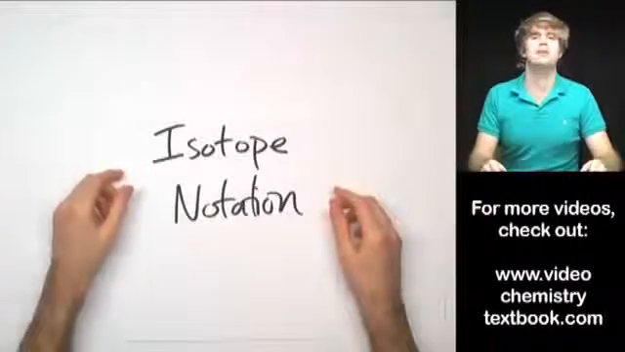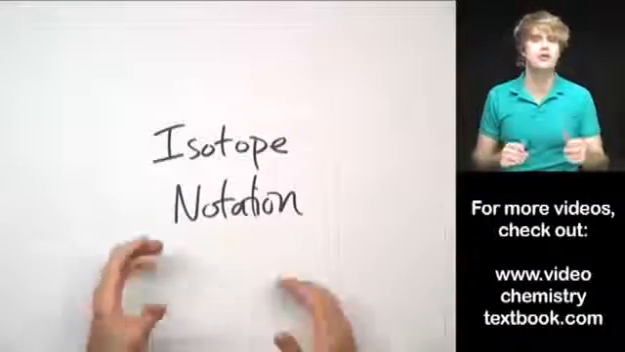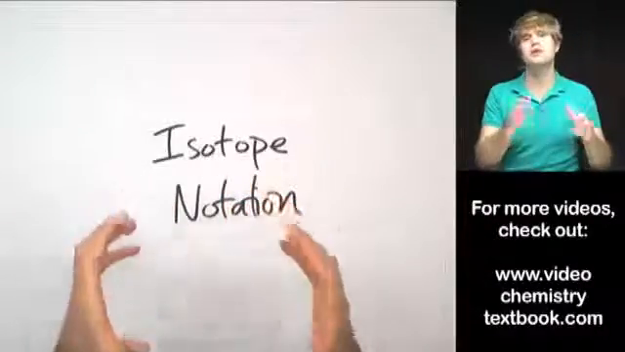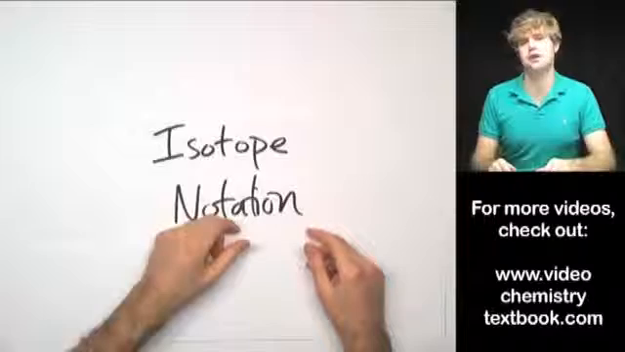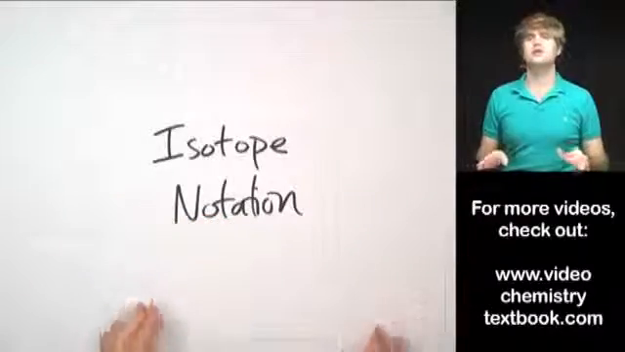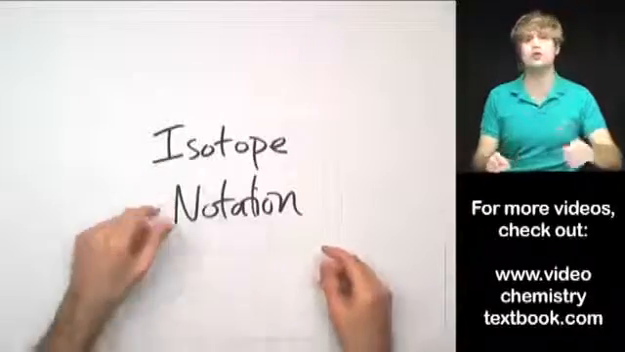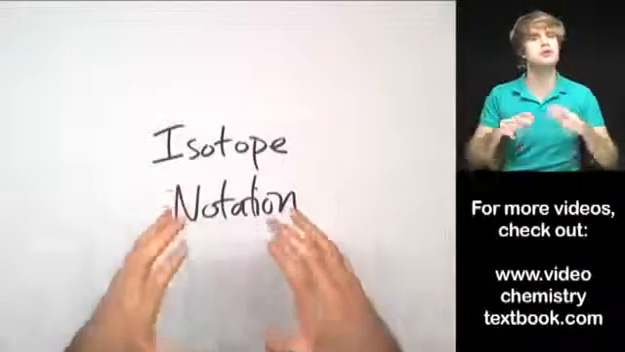Isotope notation. Isotope notation is a way that we can write the symbol for an atom and show the number of protons, neutrons, and sometimes electrons that are in it. Isotope notation, you see it all over chemistry, but it's particularly important in nuclear chemistry, because in nuclear chemistry, it's all about the nucleus.